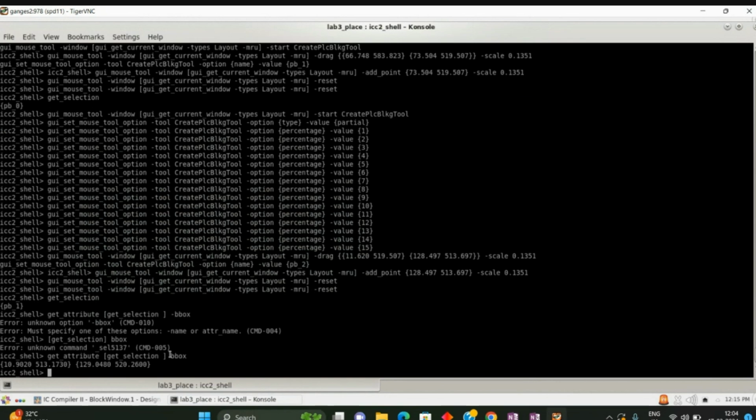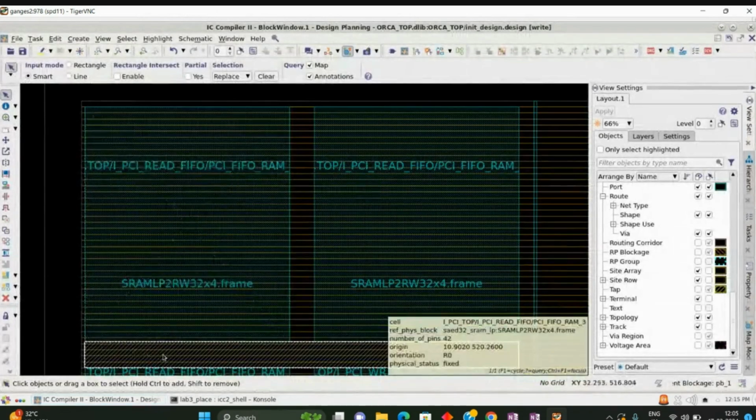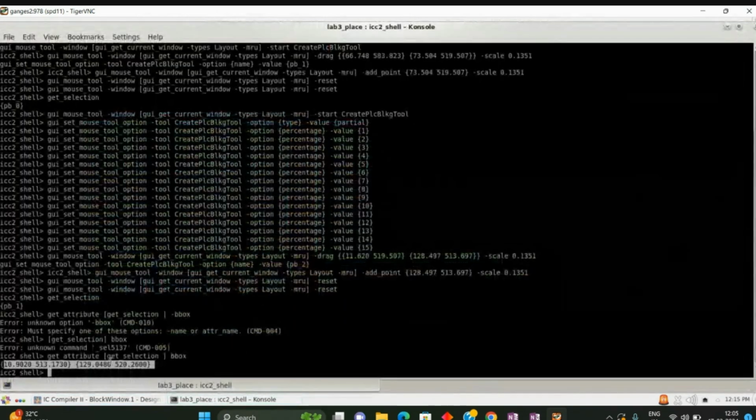Okay, B box means a hyphen B box I have given. So B box means it will give you the coordinate. Okay, so this is the coordinate which you have applied. So why I'm telling you how to check this coordinate, no?